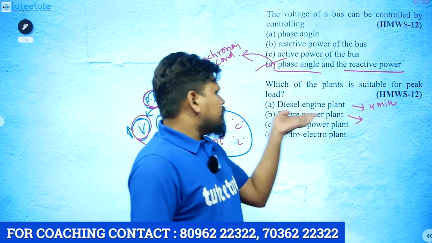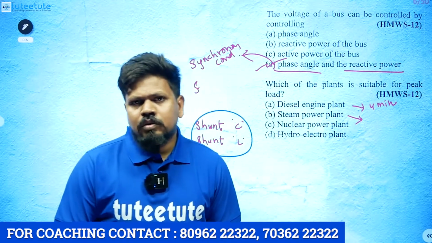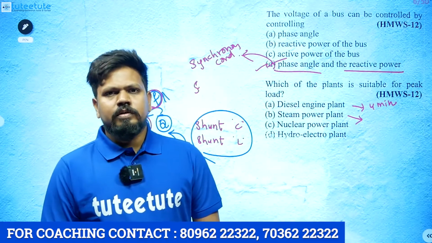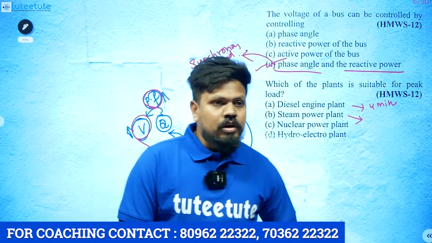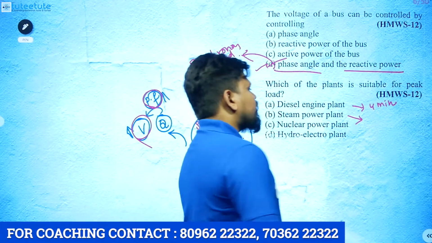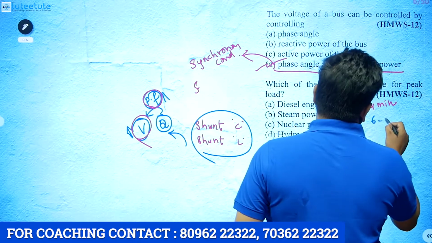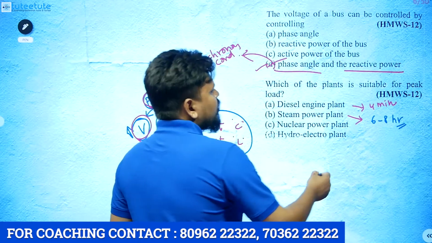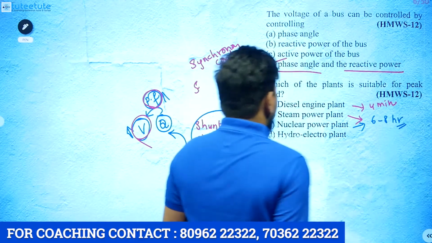Okay, if the steam power plant is under spinning reserve, then it can give power within less than 1 hour only. That means if it is cold reserve, it will take 6 to 8 hours. Understanding, right? And a nuclear power plant is almost the same as this.